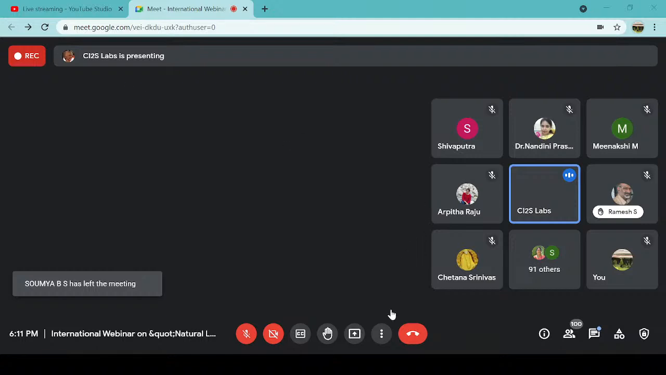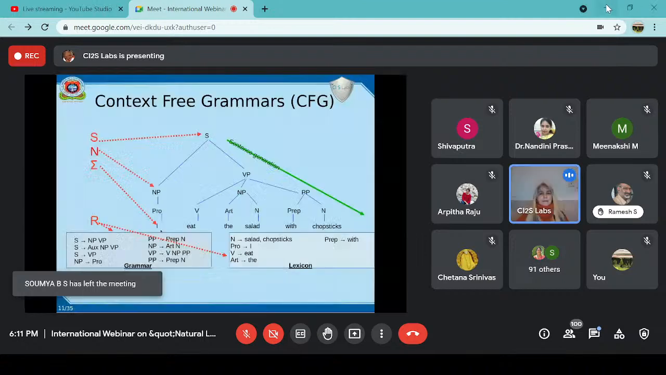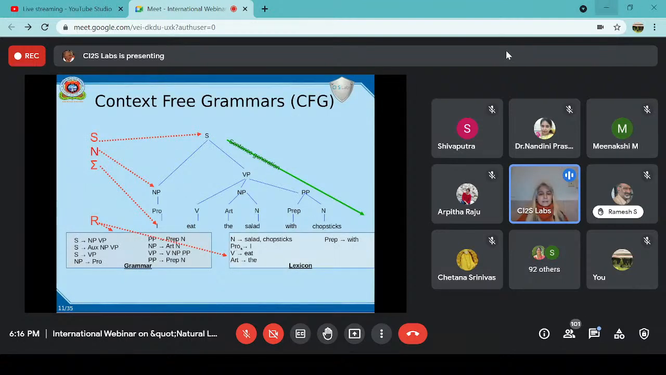So I have here a short example: I eat the salad with chopsticks. I is the pronoun, and my context-free grammar has determined that yes, I can process a pronoun. So I is a pronoun, and I have chosen to use three letters, PRO, to determine that something is a pronoun. This is very important: what is your arrangement of words and tokens, because you have to follow your lexicon in order to succeed.